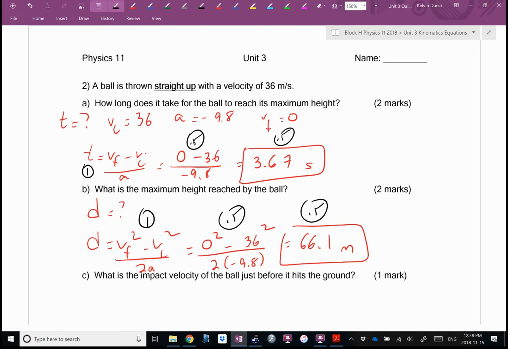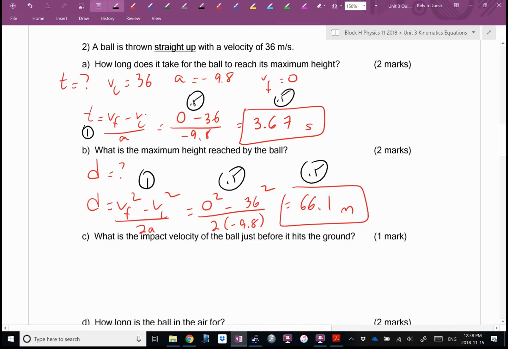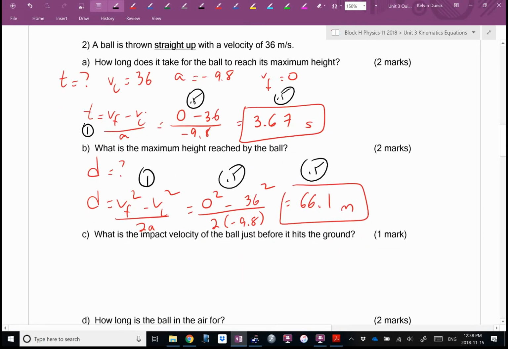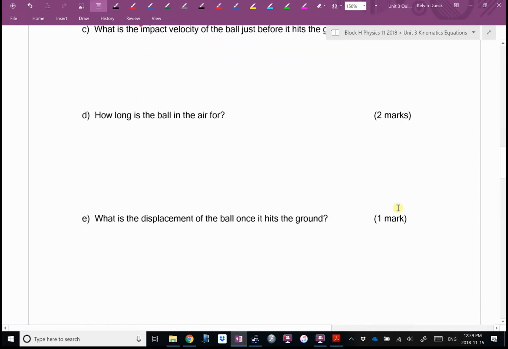By the way, Oscar, part C, how many marks is it worth? 1. How many marks was part B worth? 2. How many marks was part A worth? 2. I wonder if part C is worth 1 mark because you can get there in your head. How many marks is part E worth? 30. You have to look at the quiz that you have in front of you. How many marks is part E worth? I wonder if that also means that I can do it in my head.